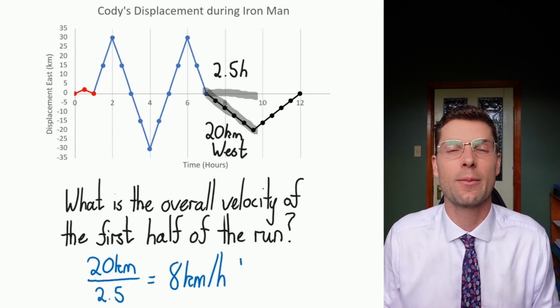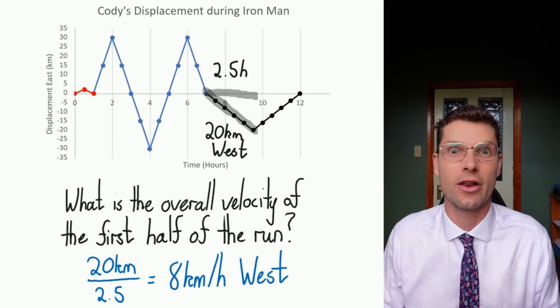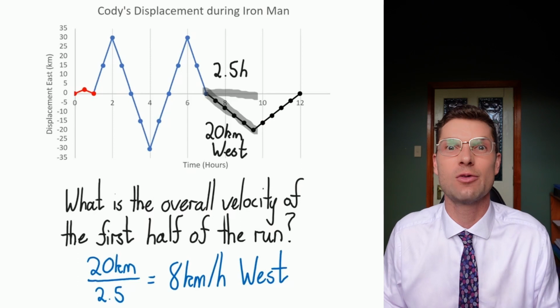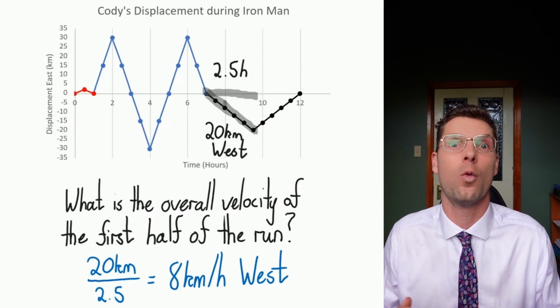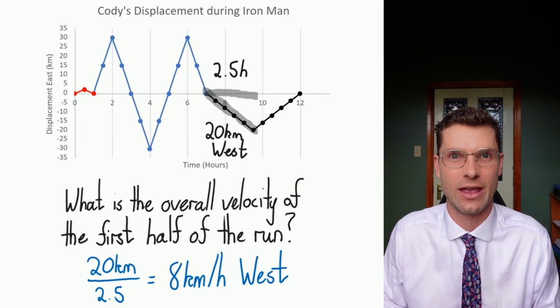But because we're talking about velocity, you have to have a direction. Just the 8 kilometers is not enough to get you the mark. For this one, we're going 8 kilometers per hour west, and that bit is really important. The units always will get you a mark.